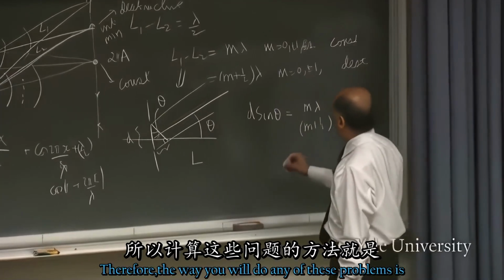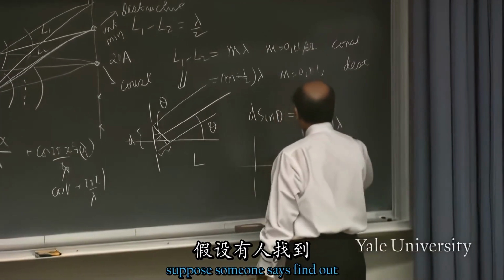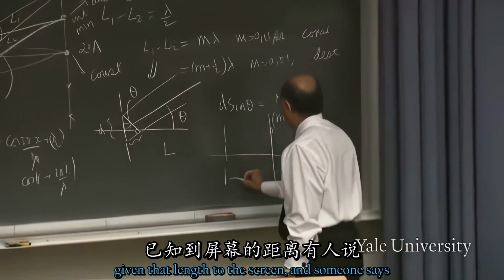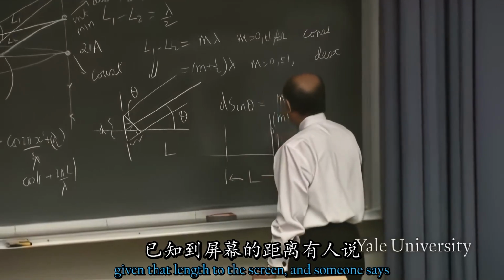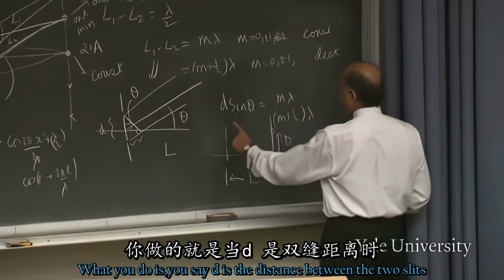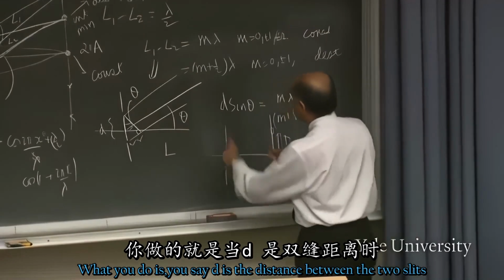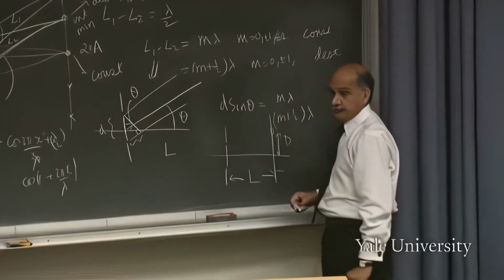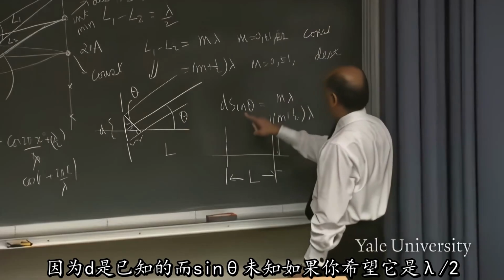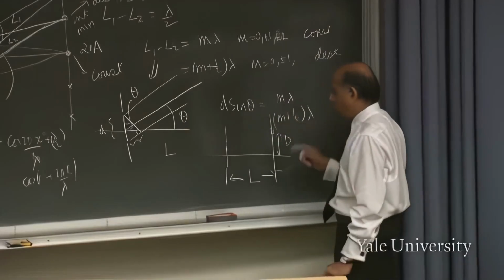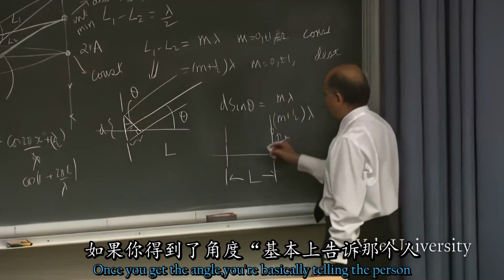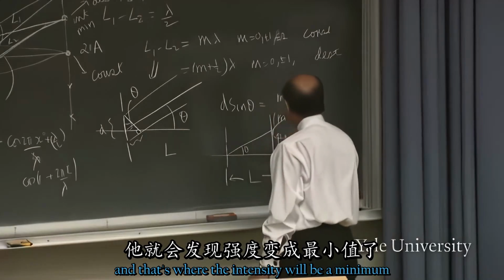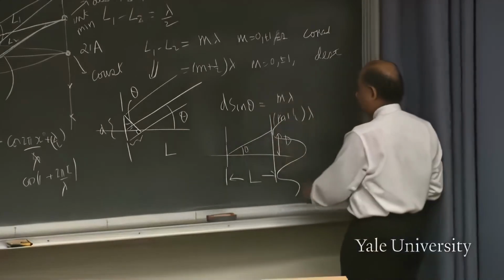Therefore, the way you will do any of these problems is, suppose someone says, find out when I get the first destructive interference, given that length to the screen, and someone says, how far should I move? What you do is you say d is the distance between the two slits, sine theta equal to, say, lambda over 2 for destructive. Solve for theta. Because d is known, sine theta is not known, you want it to be lambda over 2, lambda will be given to you. Once you get the angle, you're basically telling the person to go at that angle, and that's where the intensity will be a minimum.